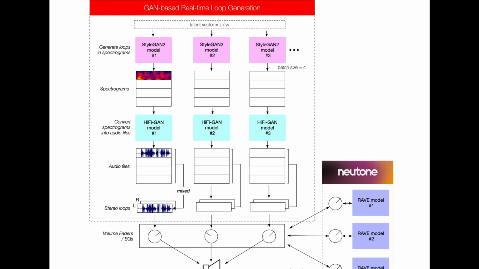And I found one small trick. I added small Gaussian noise to the style vector, so that the loop for the left channel and the loop for the right channel can have a slight difference, and I found this stereo effect very interesting. And I also use the Neutone plugin, which I will talk about later.